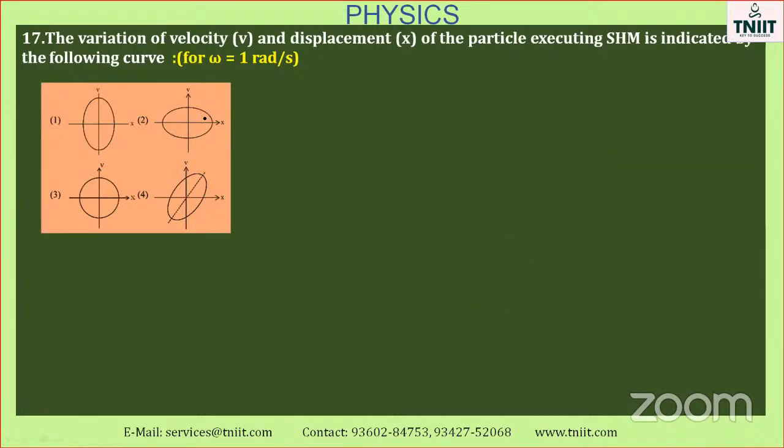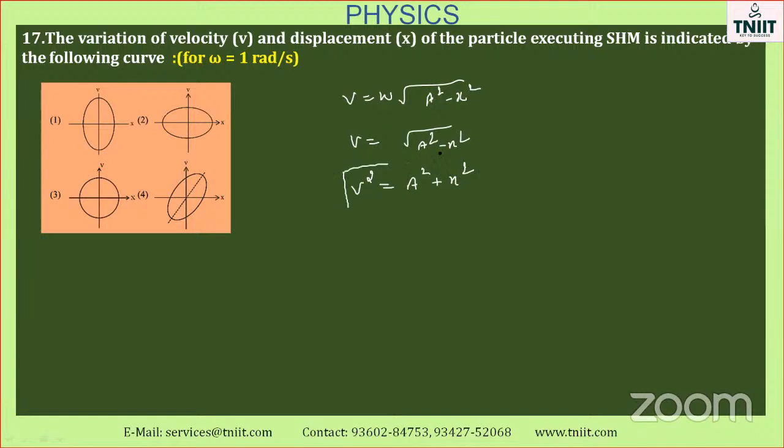The variation of velocity and displacement is what? Omega value is given as 1 meter per second. What's the velocity formula? V is equal to omega into root of a squared minus x squared. So V is equal to root of a squared minus x squared. Squaring on both sides, V squared is equal to a squared minus x squared.